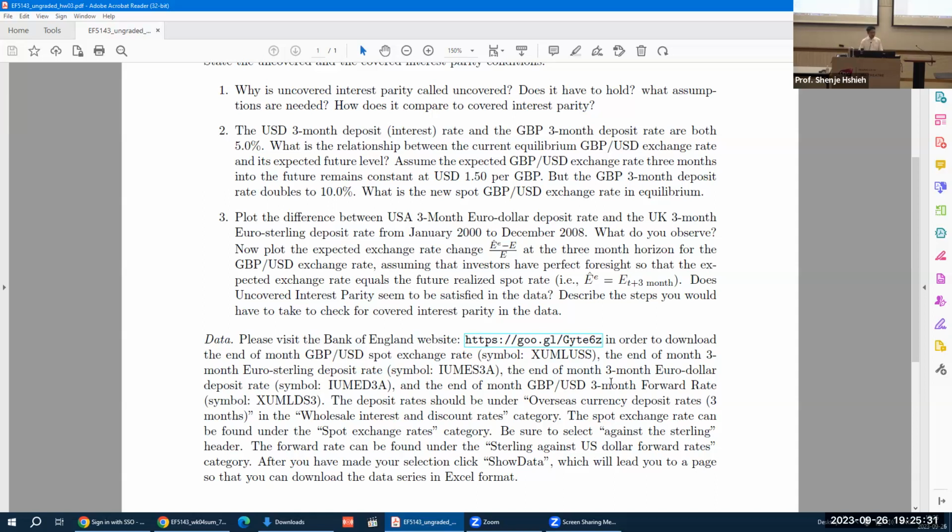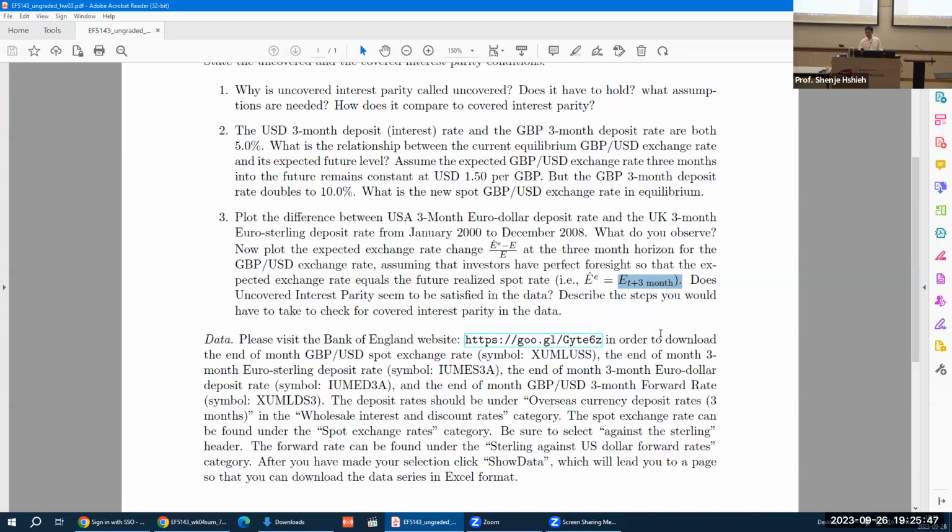Testing UIP is tricky. So what I suggest you do is assume you have perfect foresight and just use the future value as a proxy for today's expected future spot rate.